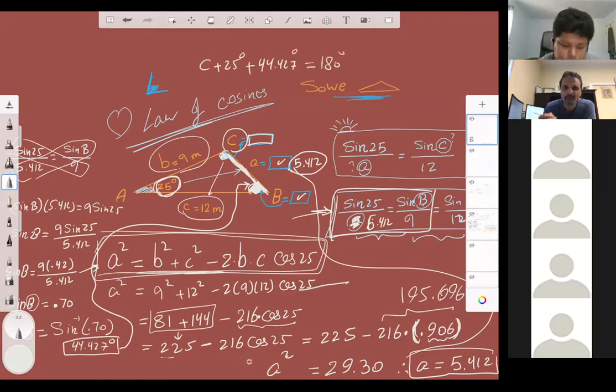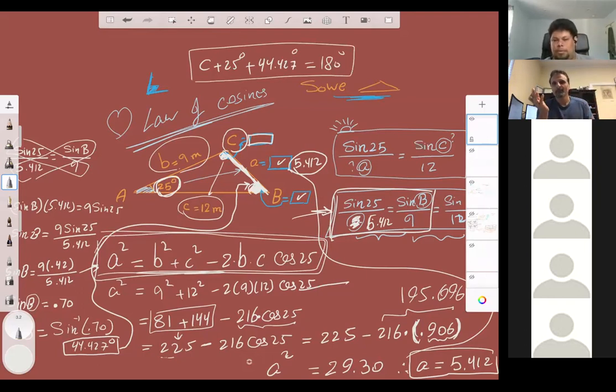Life will be much easier when you solve one, the next step is going to be easier. In the last step, you just subtract from 180. So we don't need to use law of sine. If you use law of sine, that's good, but it's an easy way to subtract from 180. So you're going to say 180 minus 25 minus 44.427. So C is going to be 110.573. And you're done with this question.